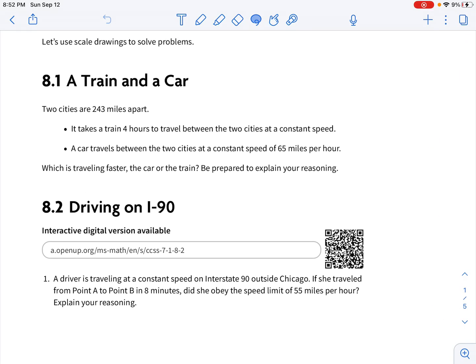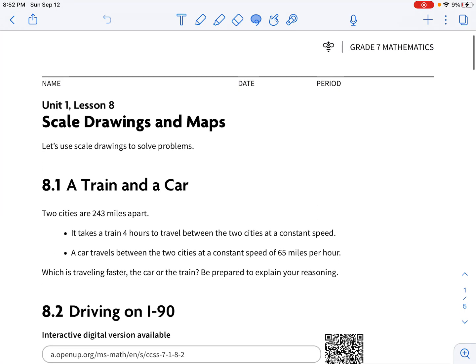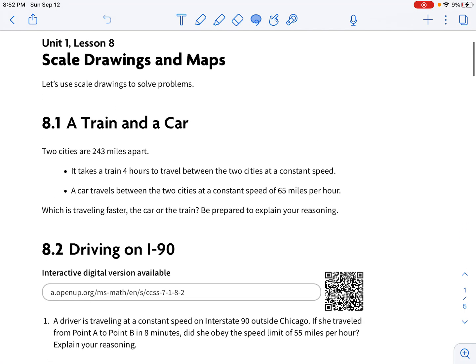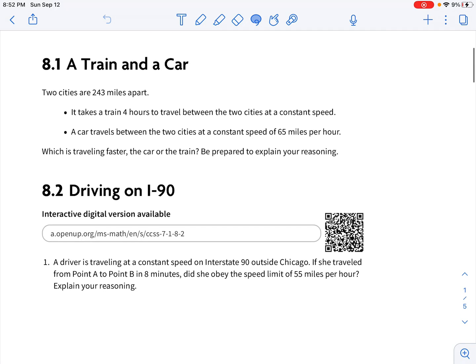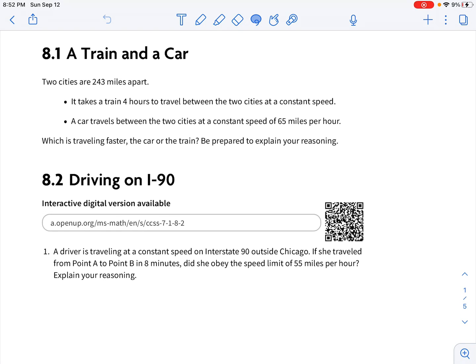All right, let's look at lesson 8. So here we're talking about, once again, scale drawings and maps. This time we're more using the unit rate and speed to try and figure out the time it would take to travel or distances. So this first part right here, it just says two cities are 243 miles apart.